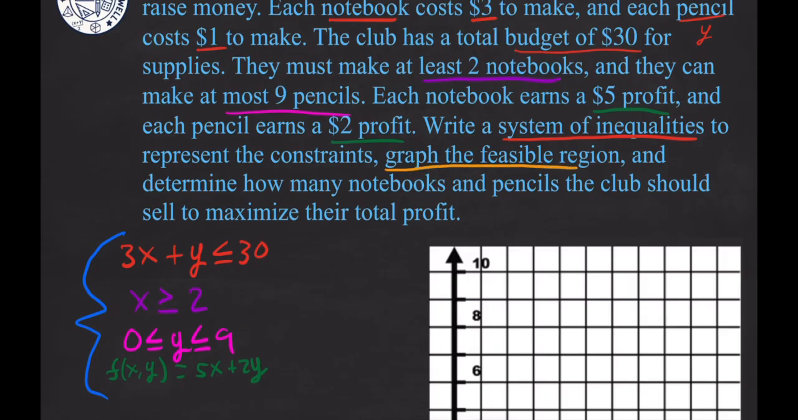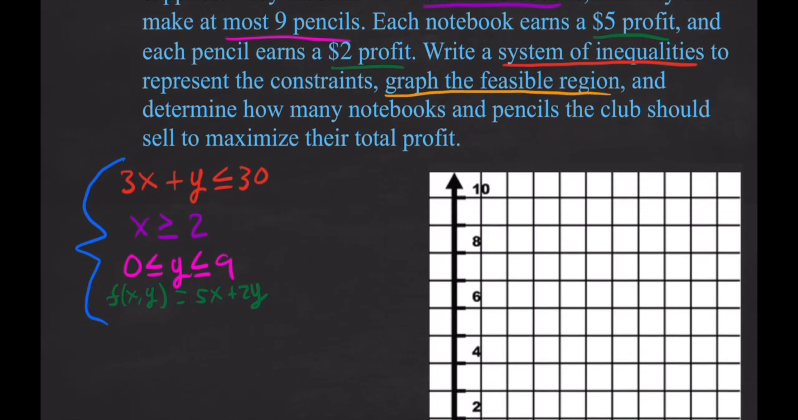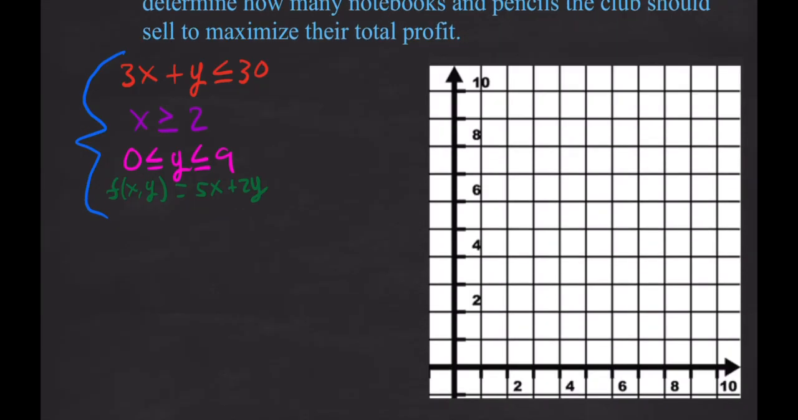The next thing that we need to do is graph the feasible region. Notice on our graph, we only have positive values. This is because we cannot make a negative amount of pencils or a negative amount of notebooks. So to graph this, let's go ahead and make ourselves a table for the x and y values. So let's choose our y value to be 0. If y were to be 0, then we end up with 10 being our x value. So we would have 10 notebooks with 0 pencils being made.